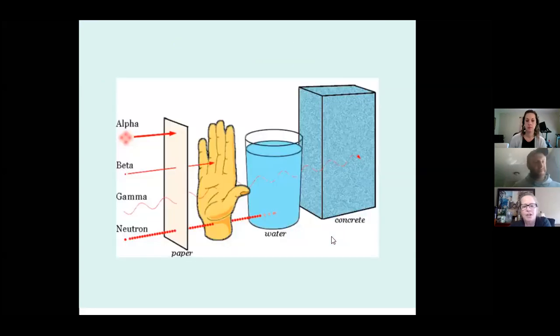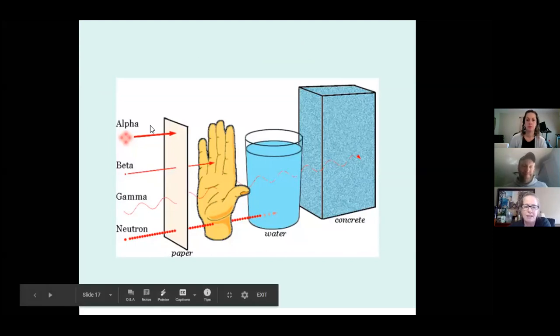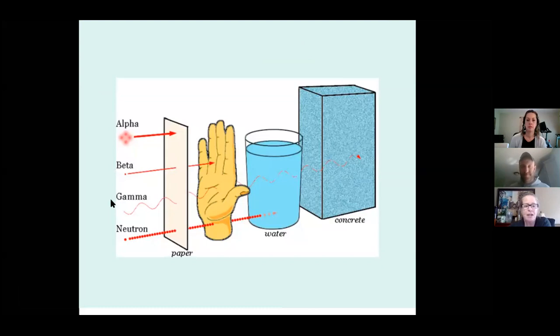And just to close this out, a quick summary of the penetration powers. You'll see alpha being stopped by paper, beta being stopped by your skin. Neutron, right, is getting stopped by water, but then there's the gamma. It goes all the way through until you get to the concrete, and that's where you know the lead and the concrete barriers.